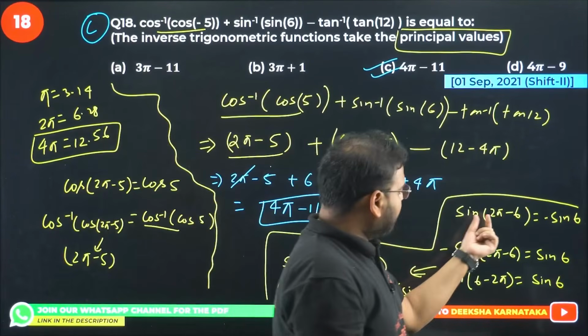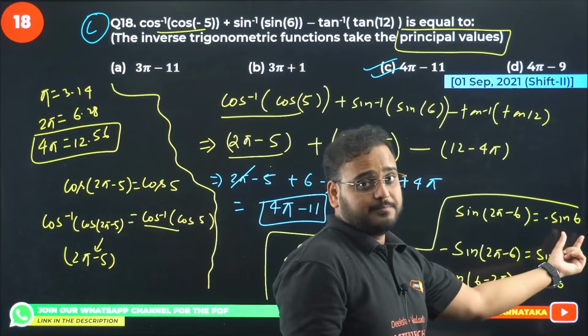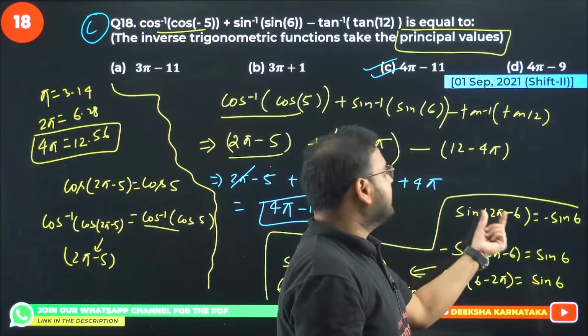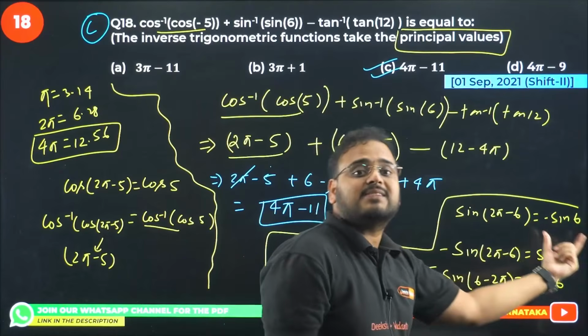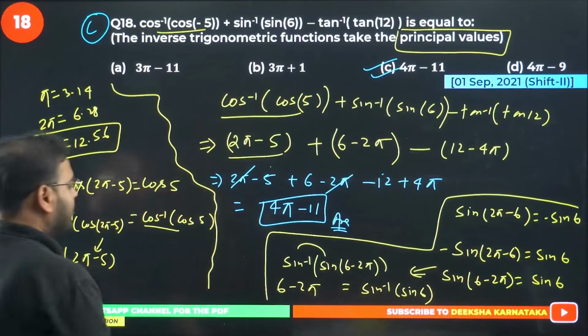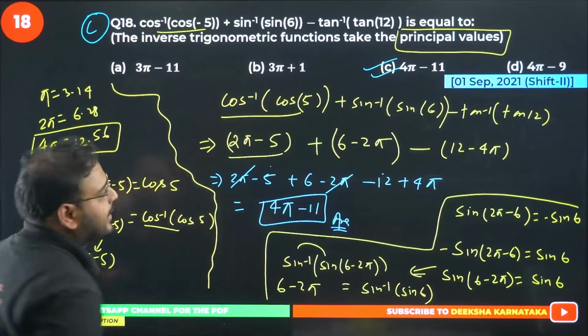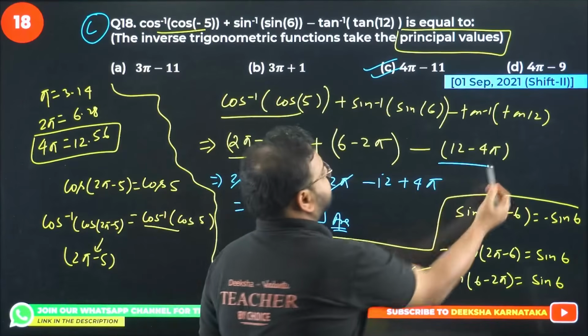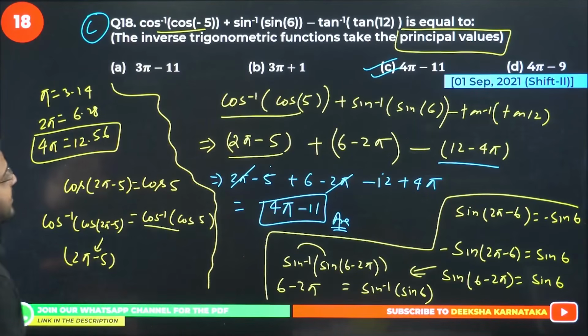If you do that, 4 pi minus 12, you're going to get this as minus tan 12. Tan of 4 pi minus 12 you're going to do, it will become minus tan 12. From there you can take it on, you'll get the answer as 12 minus 4 pi, what I've written over here. So the final answer is option number C, 4 pi minus 11. I hope this is clear.